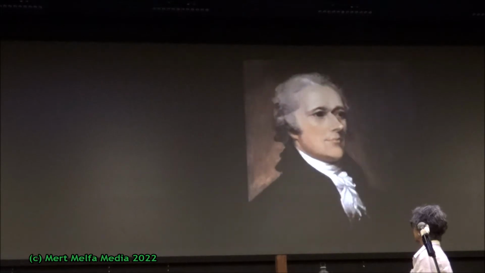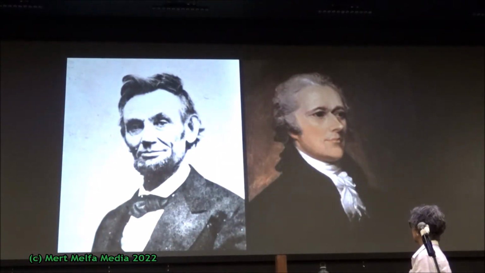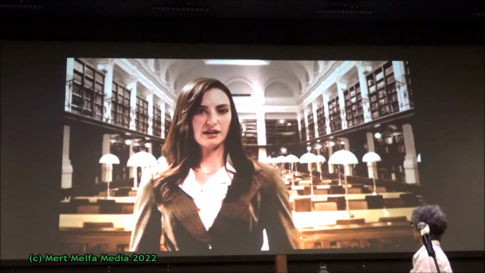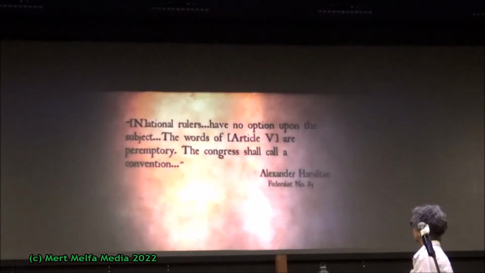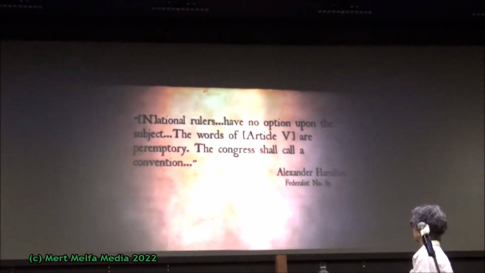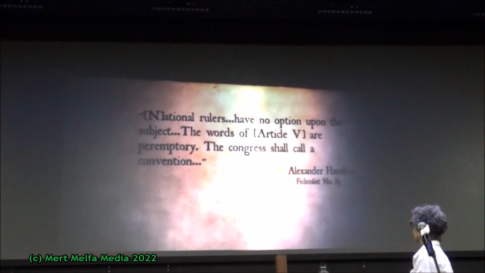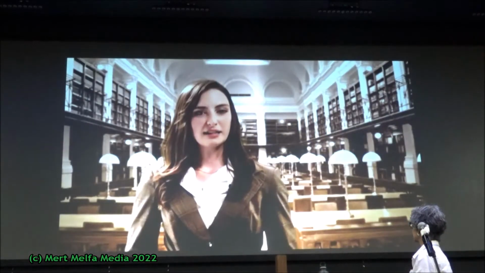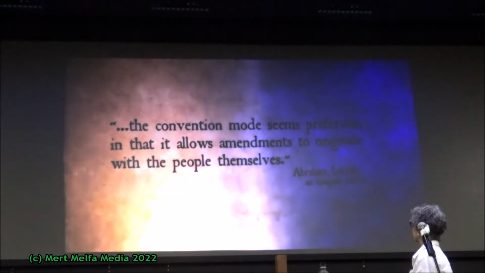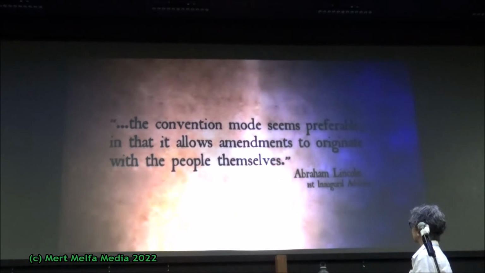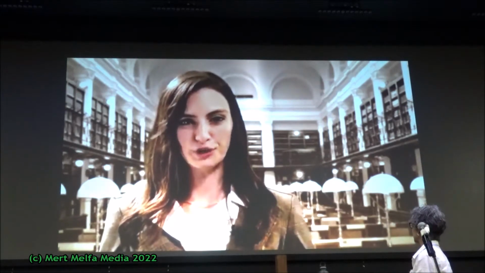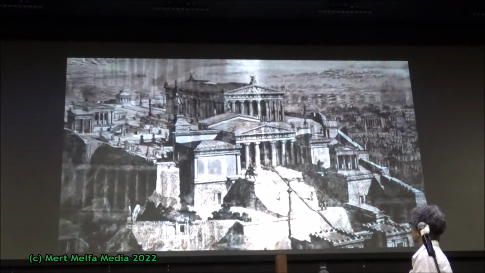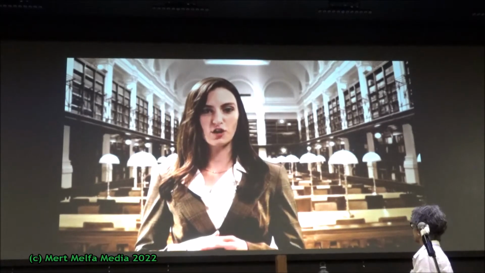Even Alexander Hamilton and Abraham Lincoln, who favored national government, emphasized that Article 5 gives states authority over the national government. Hamilton writes that national rulers have no option upon the subject. The words of Article 5 are peremptory. Congress shall call a convention. And Lincoln says the convention mode seems preferable in that it allows amendments to originate with the people themselves. Article 5 Convention of the States is a safe route to stopping federal overreach. Civilizations rise and fall. Let's be a civilization that saw the cycle of collapse coming and broke it.